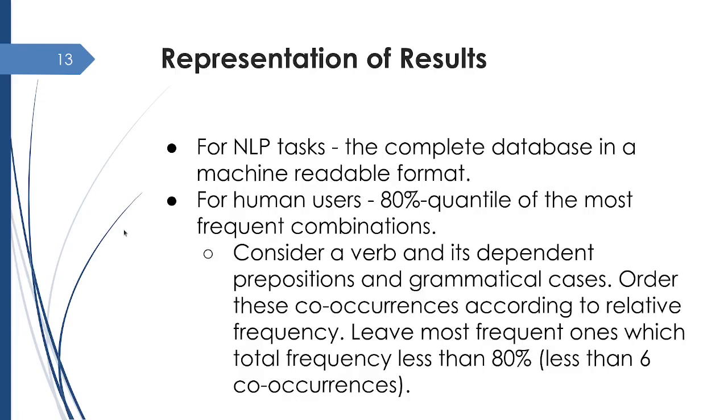Note that we aimed to create not only a machine-readable database, actually a file in the pickle format that can be read by a Python script, but a human-readable dictionary as well. For this purpose, we use the following algorithm. Let us consider a verb. Order its dependent phrases containing a preposition and grammatical case by the relative frequency. Note that here we consider a nominal phrase as a prepositional one with an empty preposition. Leave not more than 5 most frequent combinations whose sum of relative frequencies is less than 80%. We also eliminate all combinations with frequency less than 1%.